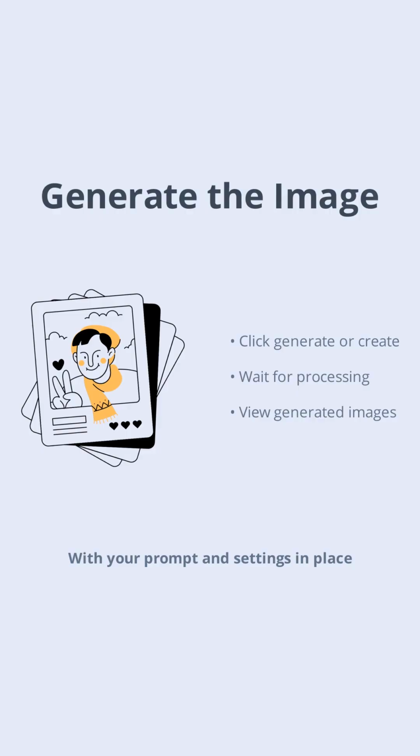With your prompt and settings in place, click the Generate or Create button. Gemini will process your request, which may take a few moments depending on the complexity of your prompt and current server load. Be patient. Great images are worth the wait. Once the process is complete, you'll see the generated images appear on your screen. This is the exciting part, as you get to see how Gemini interprets your creative vision. If you're ready, let's move on to reviewing and refining your results.